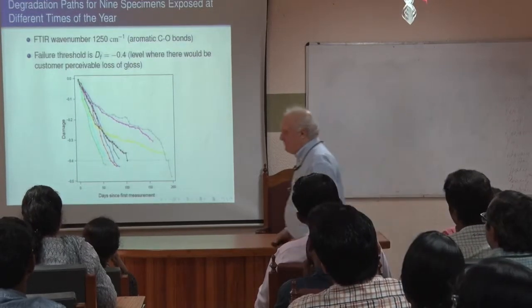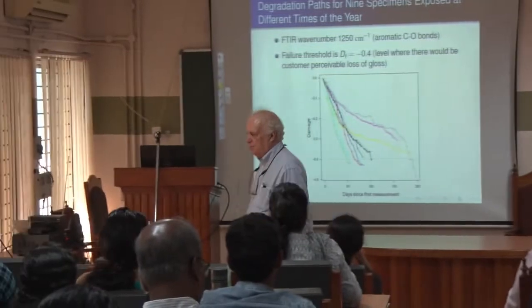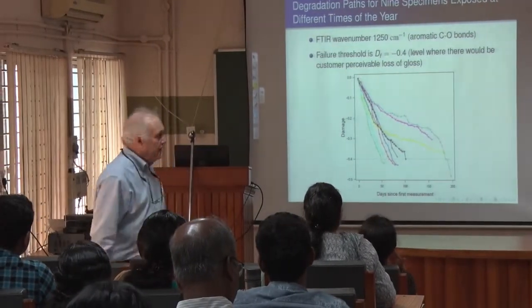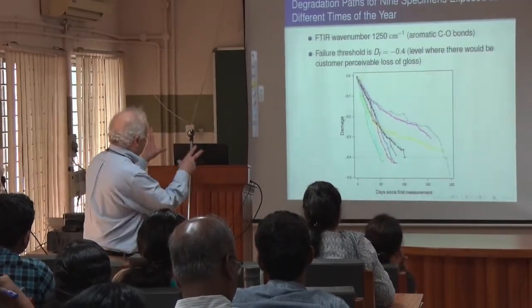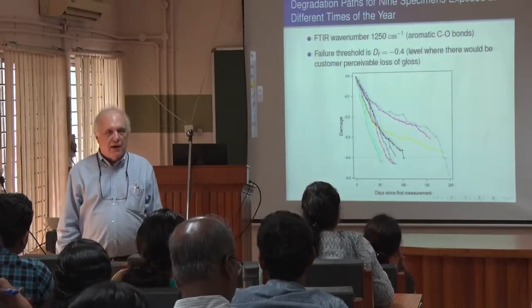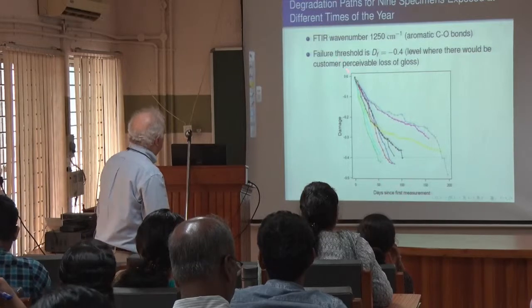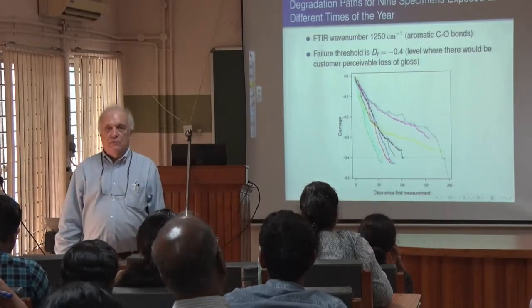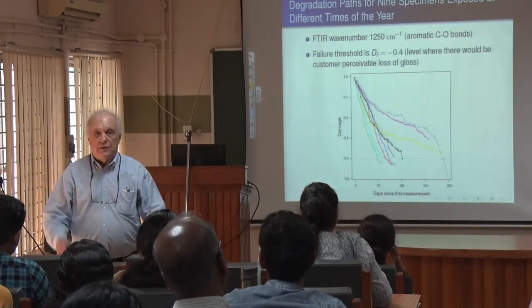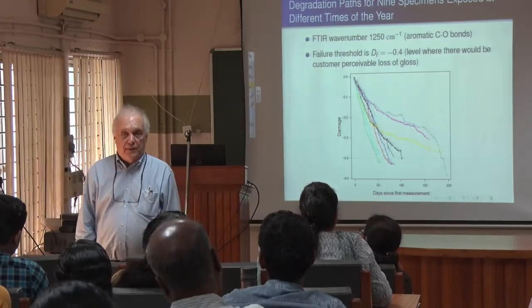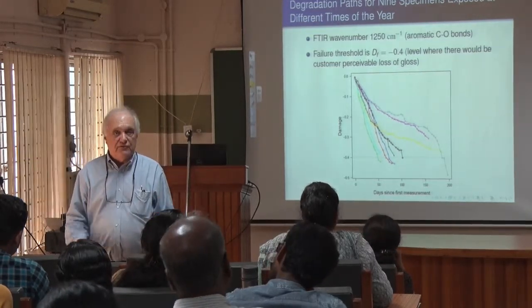Now, here's a sampling of some of the outdoor exposure data. The first thing that you see when you look at this plot is, wow, there's a lot of variability there. You look at these, they're coming down very fast, and you look at these, they're coming down slowly. It turns out there's a very good explanation for what's going on there. It's not as bad as it seems.